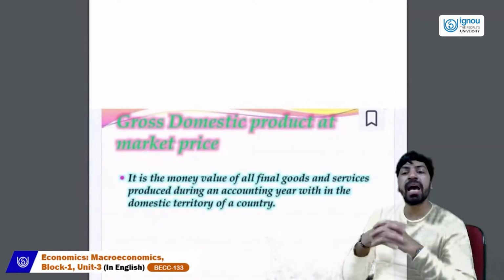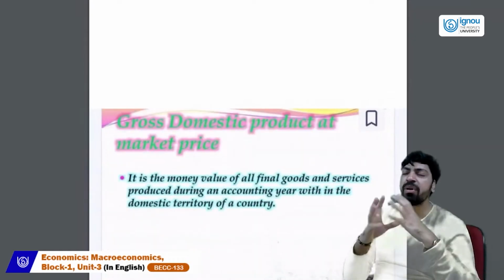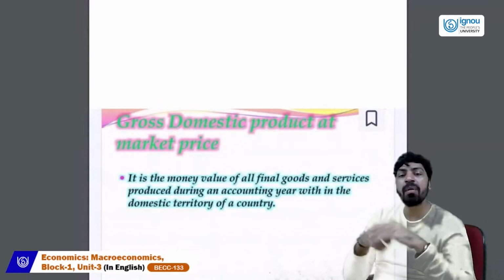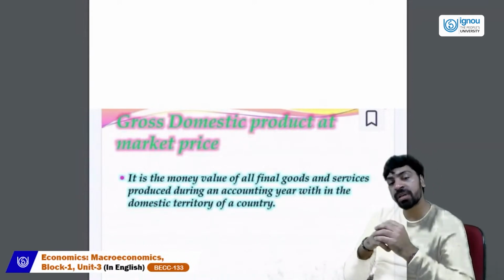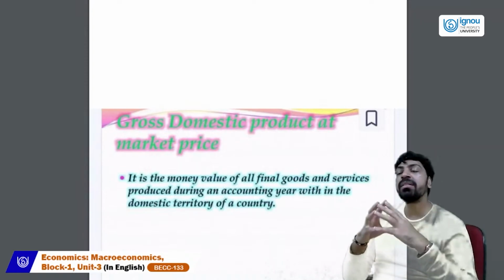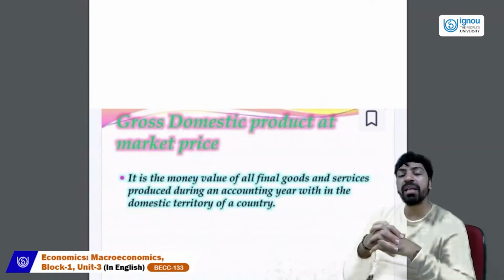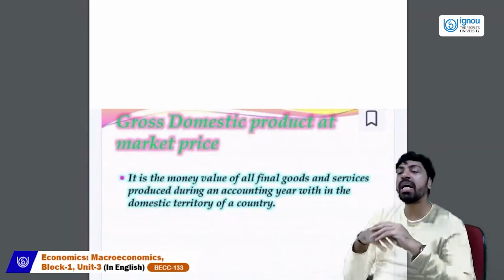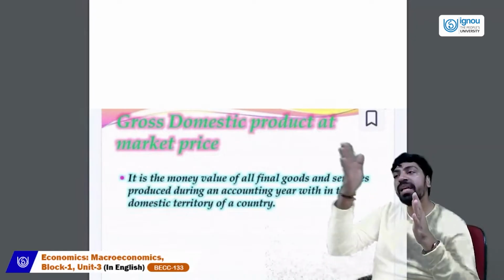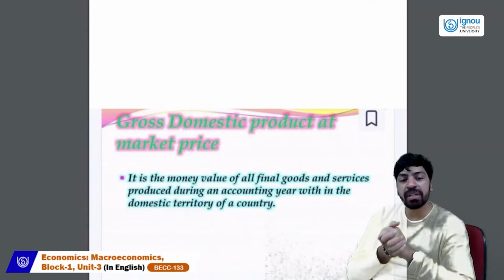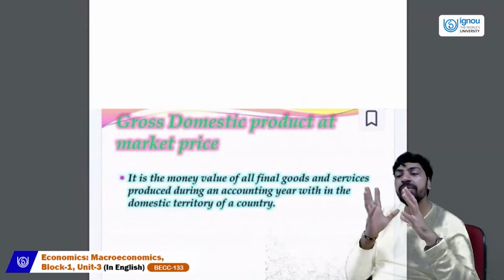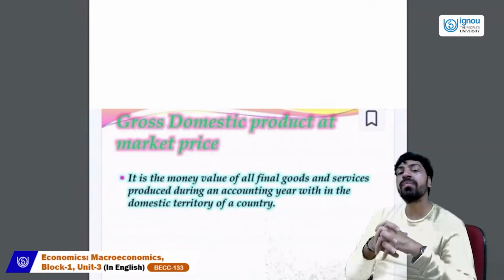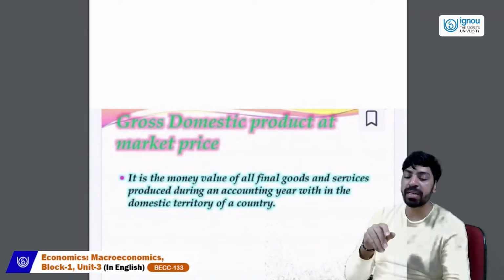Gross domestic product at market price. When we talk about gross domestic product, we are always talking about the domestic territory of a country. It is the total value of money of all those goods and services which have been produced within the domestic territory of a country during an accounting year, and that's called gross domestic product at market price.